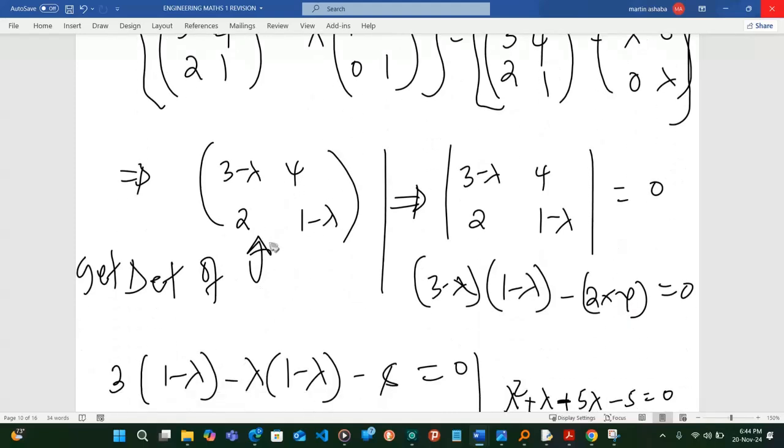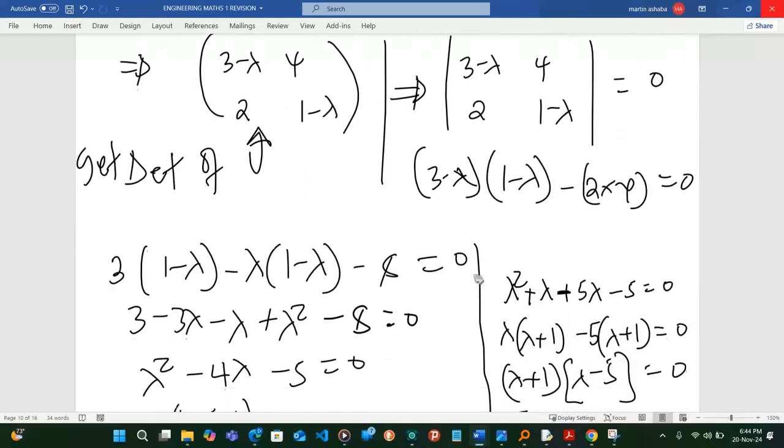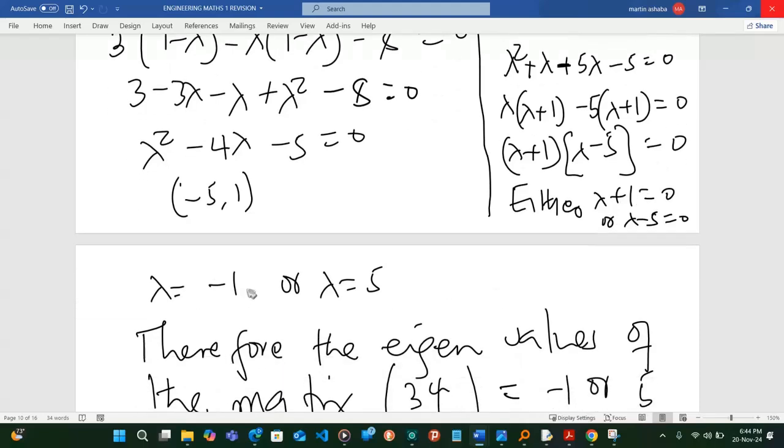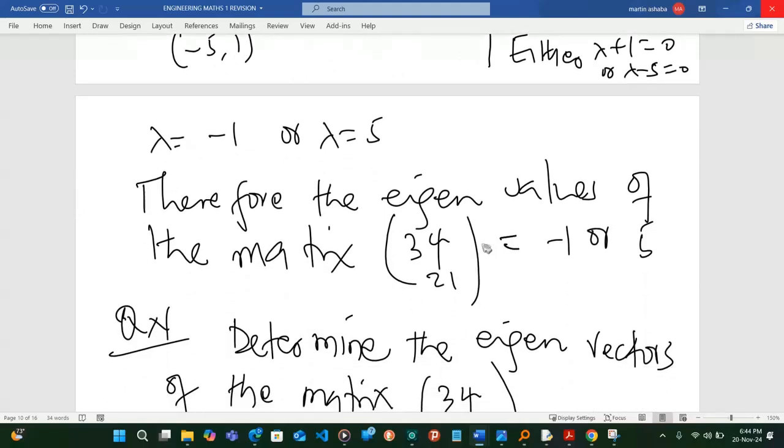So we have to look for the determinant of this matrix. So the determinant of this matrix obviously will be the products of the major diagonal minus the products of the minor diagonal. So having done that, we are coming up with a quadratic equation which we are solving by factorization method, and we find that lambda is either negative 1 or lambda is 5. And therefore, the eigenvalues of the matrix 3, 4, 2, 1 are negative 1 and 5.